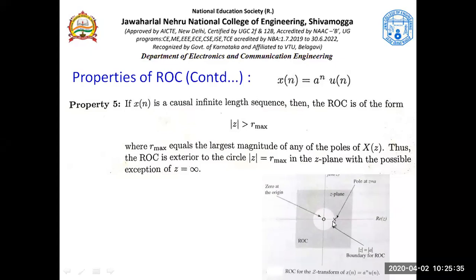What is A here? A is a pole. Understand that? And A is a pole with maximum value. That means if there are two poles in this particular example, okay, we have just found one pole, that is A.